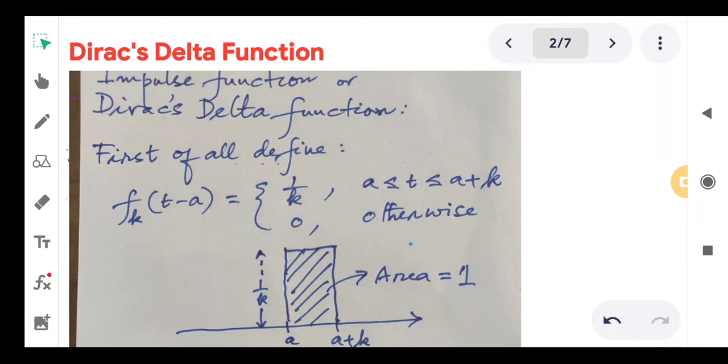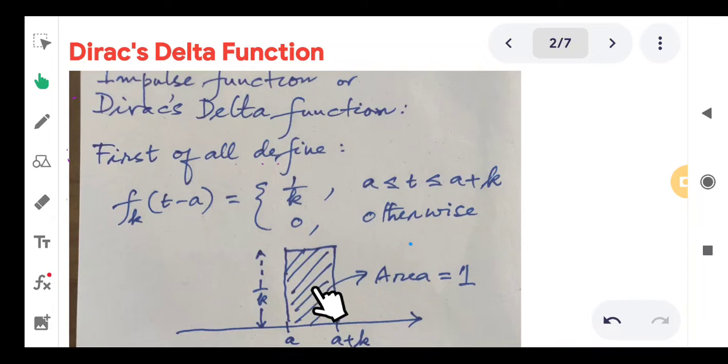First of all, we define f_k(t − a), which has two values. One value is 1/k when t lies between a and a + k, and on all the other parts of the real line it is 0. So it has a non-zero value 1/k in the interval a to a + k, and on all other parts of the real line it is 0.